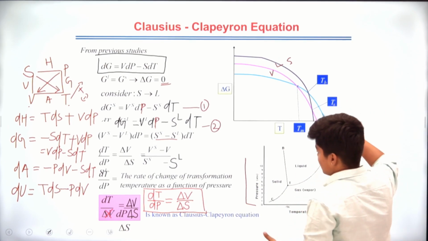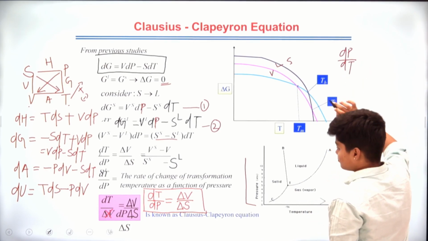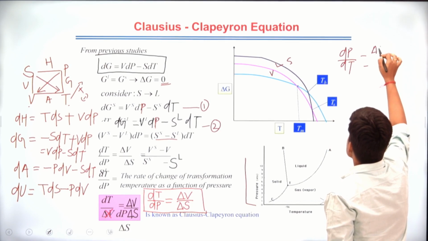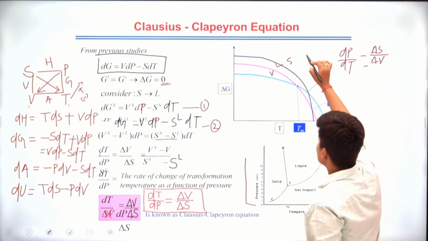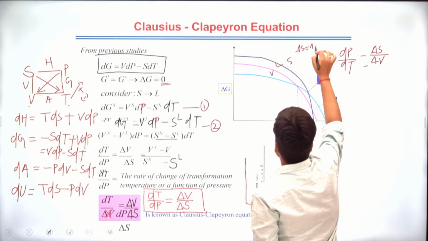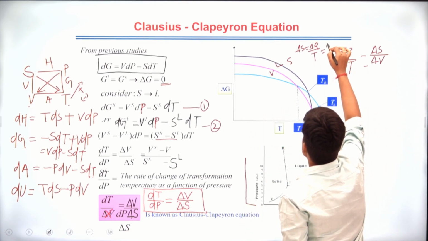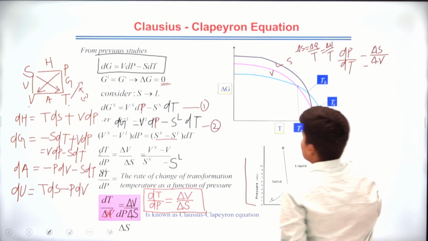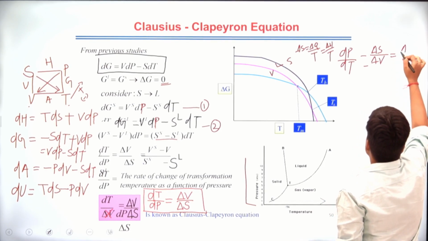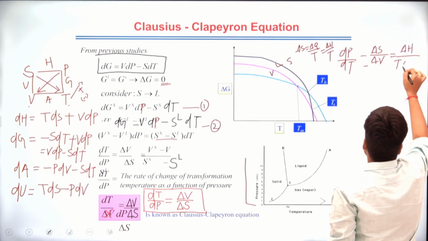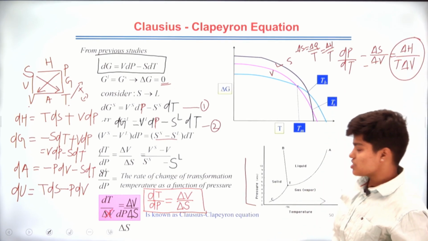Also we can derive another equation from this. dP by dT we can write as delta S by delta V, and from the third law we know delta S will be delta Q by T, and here delta Q at constant pressure will be delta H by T. So in the form of delta S we can write delta H by T delta V. Okay, two equations we can derive from this.